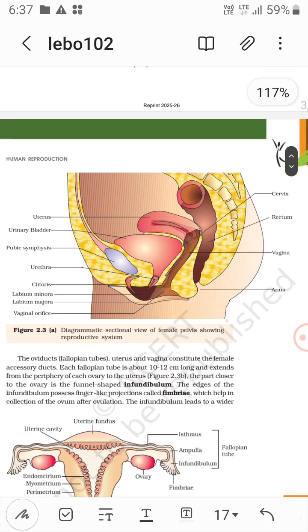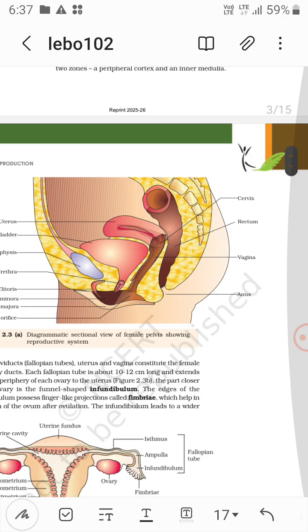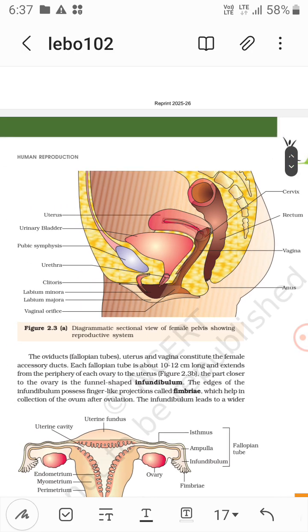So this is the female pelvis showing the reproductive system. It has the uterus and urinary bladder, as you can see. The pubic symphysis is also present, then the urethra, then the clitoris, then the labia majora, then the labia minora.